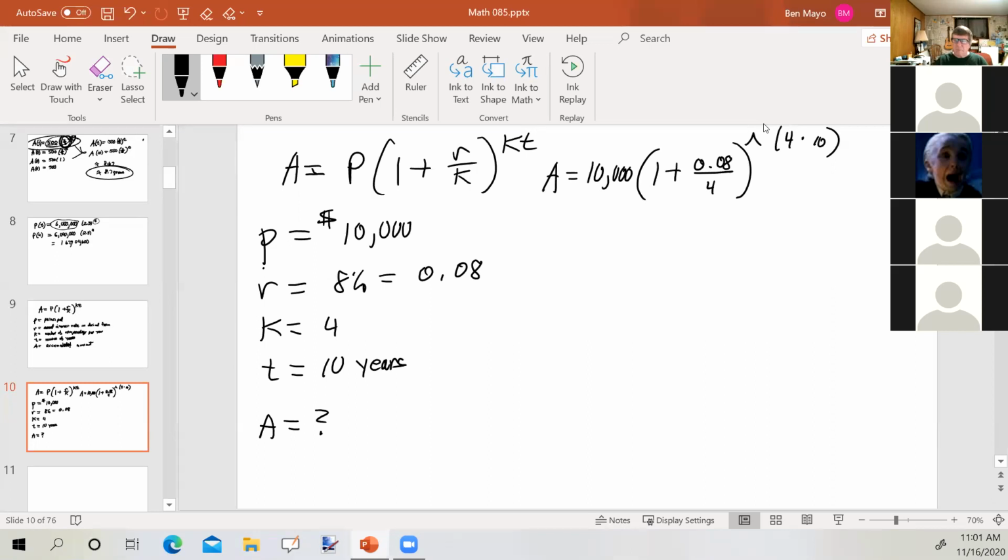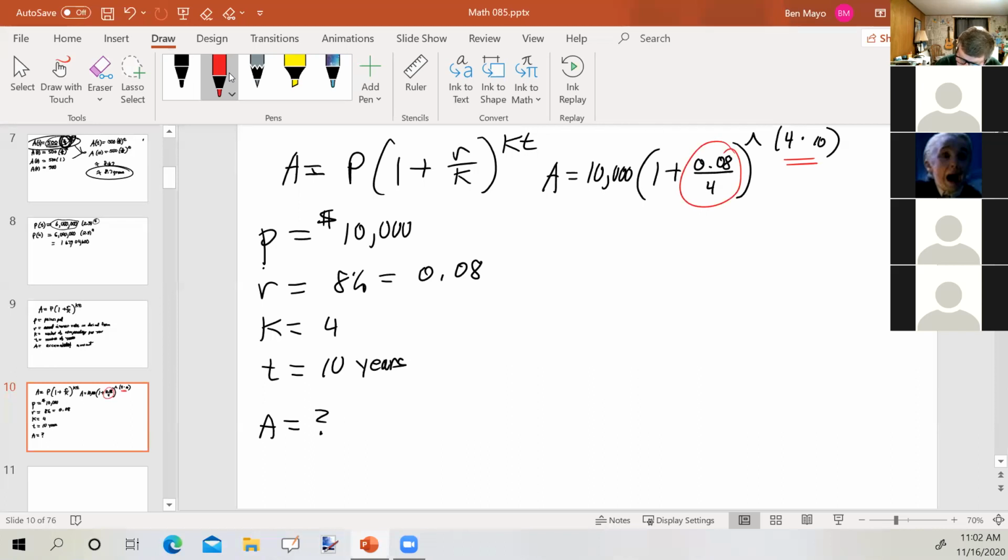Now, there are a couple of ways you can do the calculation. You can leave everything as it is and punch it all into the calculator. Or if there are some things that can be simplified first, as long as you don't approximate, as long as they come out exact, you can do that. For instance, 4 times 10 is 40. 0.08 divided by 4 is 0.02.